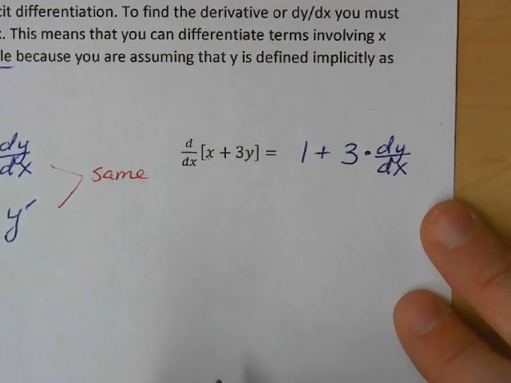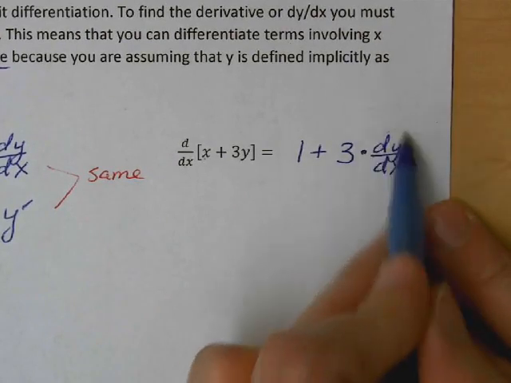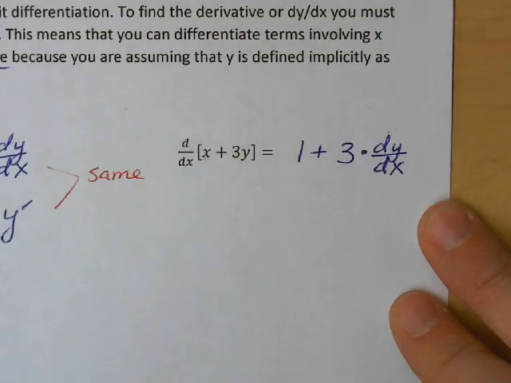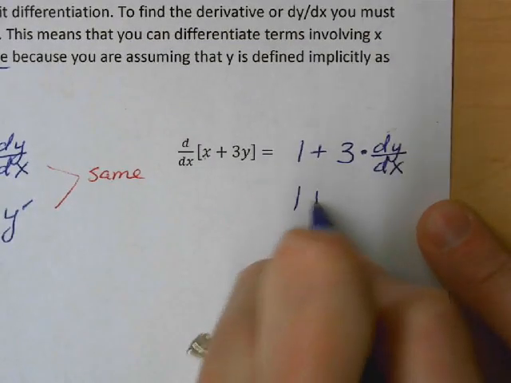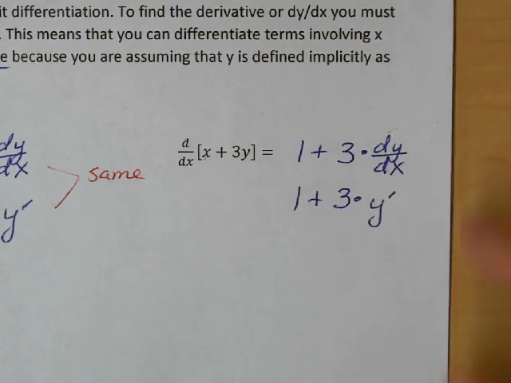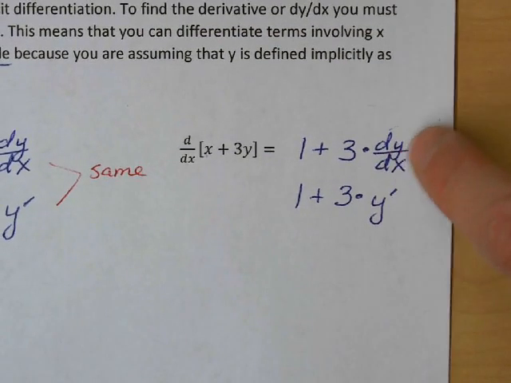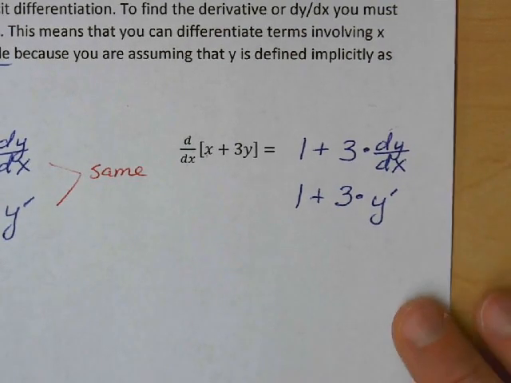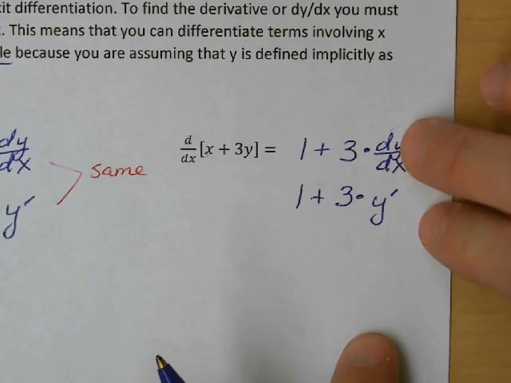Or, could you write it a different way? Instead of writing dy dx, you could write y prime, and that's fine also. Yep, you could write 1 plus 3 times y prime. I just noticed the book does it dy dx. I've seen people write y prime too. Those are the same answer.